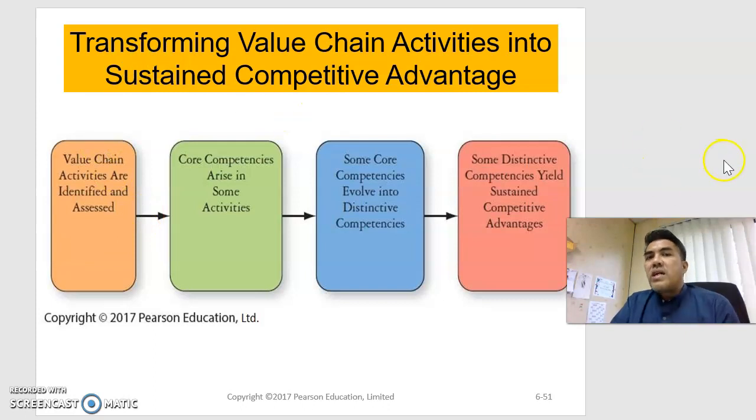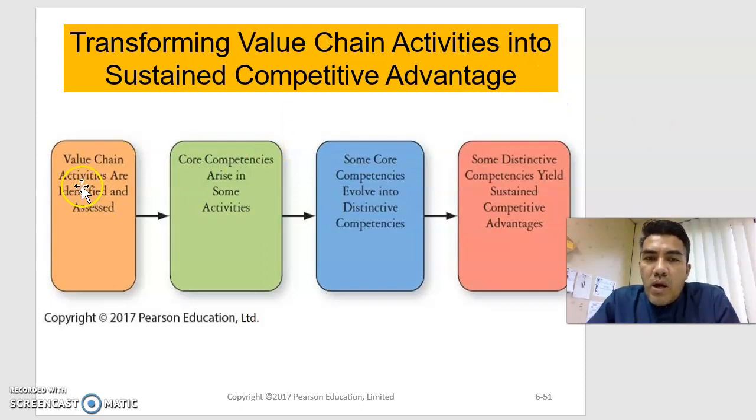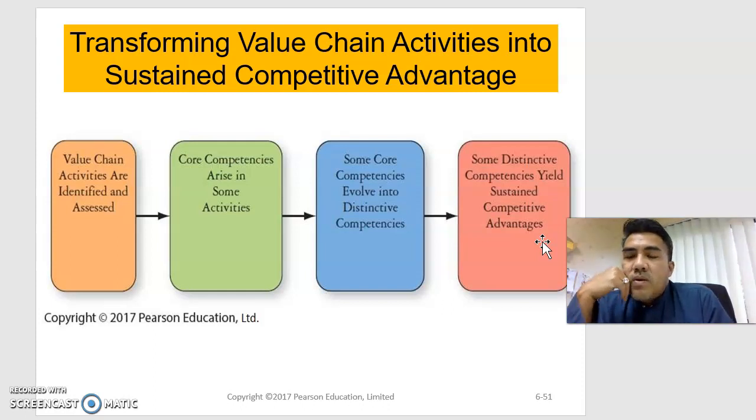So how do the value chain activities contribute to the sustainable competitive advantage? After you have identified and assessed your value chain, maybe you can identify that there are core competencies that arise in some of those activities. Some of those core competencies could evolve into your distinctive competency, and this distinctive competency could evolve into your sustainable competitive advantage. For example, when we talk about Panama, coffee bean, in which they own the whole farm in Panama.